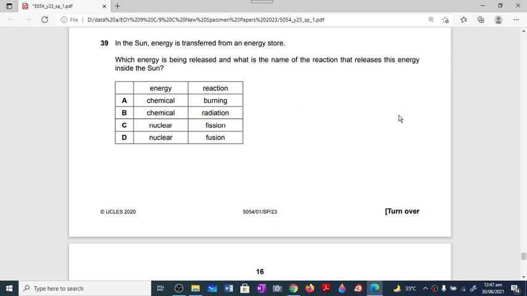For the sun, there is the nuclear reaction, and in the sun and stars, the nuclear reaction is related with nuclear fusion.